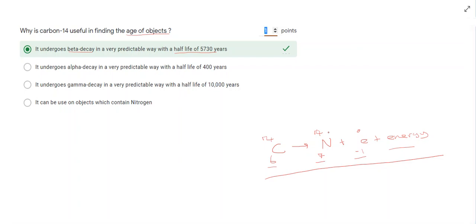And also, a lot of the objects that you're dating will contain carbon in them. So anything that contains carbon, for example the bones of animals, or paper, which is made from trees, and trees absorb this carbon-14 from the air. Okay, so that's that one.